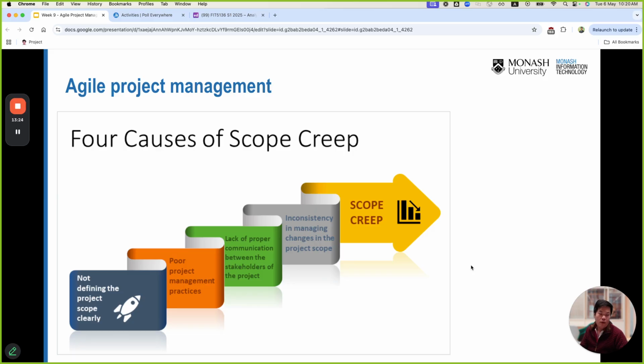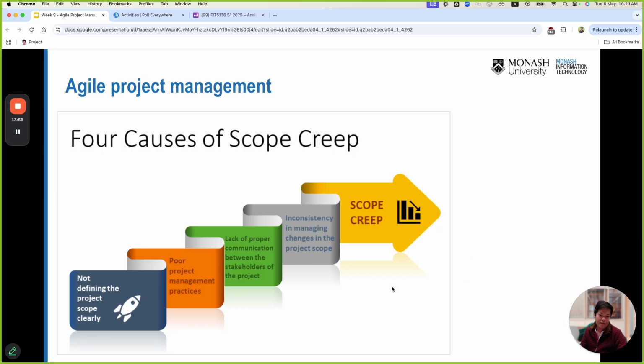But most of the time there are 4 factors or 4 reasons why your project will get scope creep. Okay, scope creep, what does it mean? When you define the project at the beginning, initially you don't know everything, and then later on you find that more features or more tasks are being added. That's called scope creep. So it's not clear from the beginning, that kind of thing.